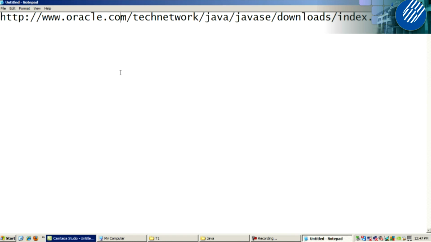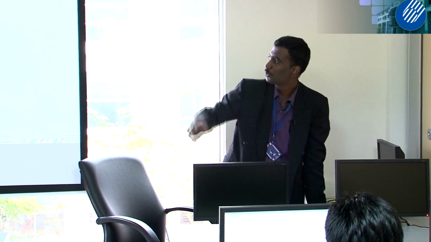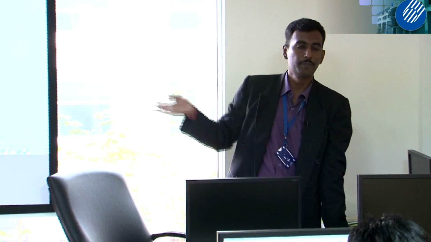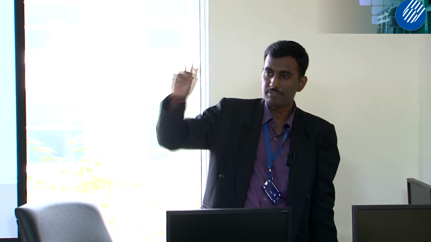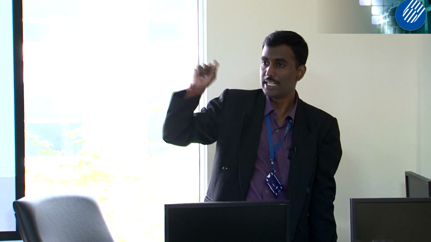Hopefully I can... anyone having problem to view this? No? Okay, so the link is http://www.oracle.com/technetwork/java/javase/downloads/index.html. So this is the link for you to download the JDK. If you don't want to go to that website that I show you, you can go to our VLE. In the VLE we have the list of softwares. You can download JDK 6 from there.